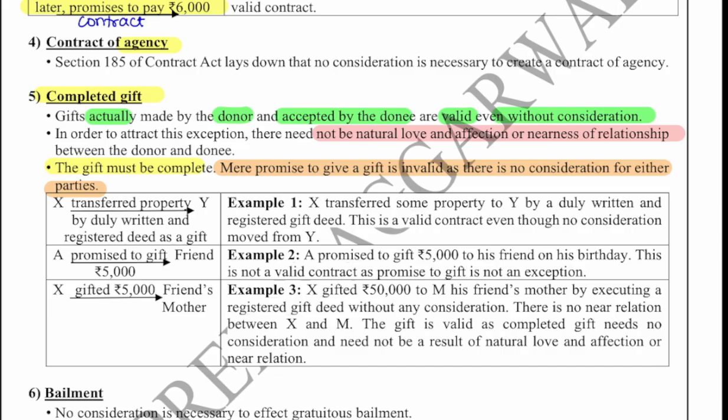X transferred property to Y by a duly written and registered deed as gift. Yeah, that's valid even if there is no consideration from Y. A only promised to give 5,000. No, that's just a promise. It's not a valid contract. X gifted, he gave 5,000 rupees to his friend's mother. Nearness of relation is not required, no, for gift. Even though friend's mother is not related to X, he can still give a gift. Natural love and affection is not required in this case.